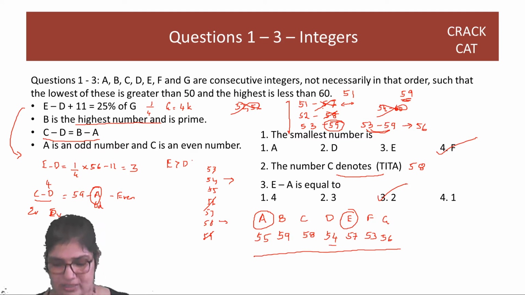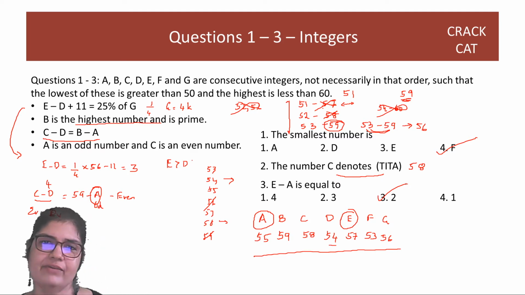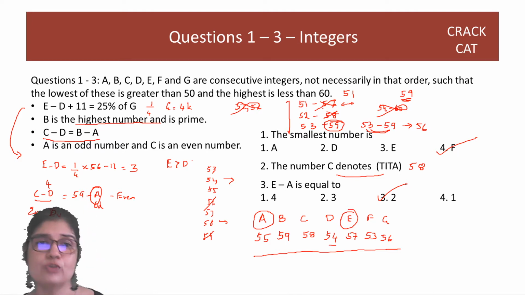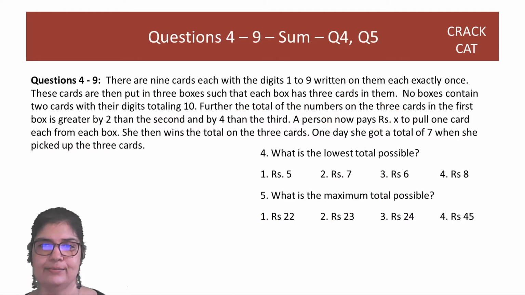Okay. Once you solve it, you get 3 questions straight away. That's usually how numerical reasoning questions really work. But you have to solve it first, right? Great. Let's look at 4 to 9.